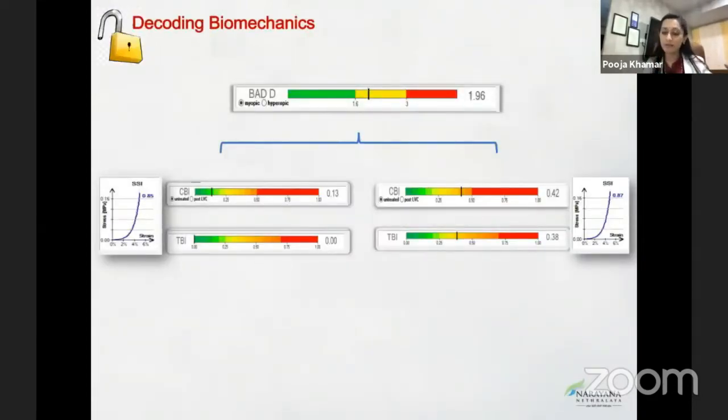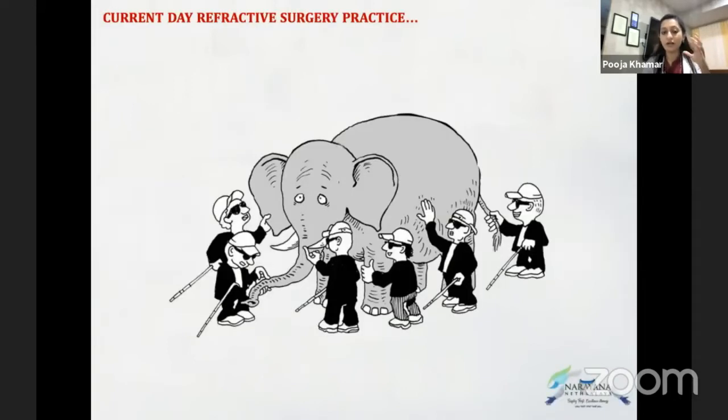If all your parameters are normal, or if they're all abnormal, we know what we are dealing with. But the confusion comes when one of your parameters is suspicious and the others are normal. Or here, BAD-D is normal, but the others are suspicious. So what are we dealing with? That is the main focus of corneal biomechanics.